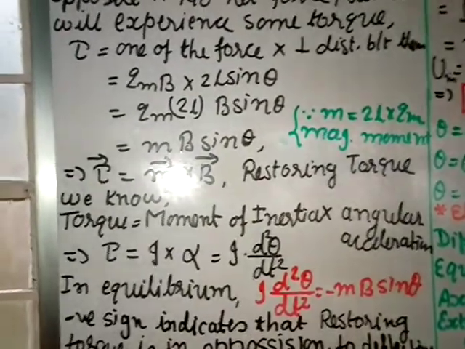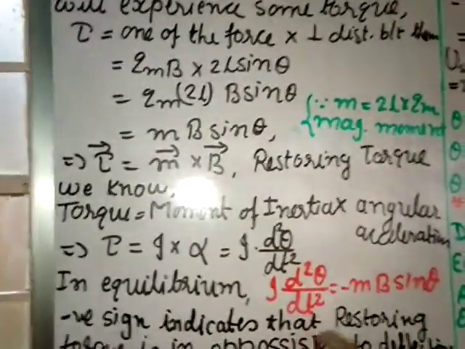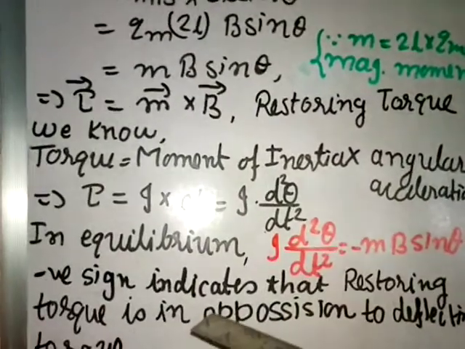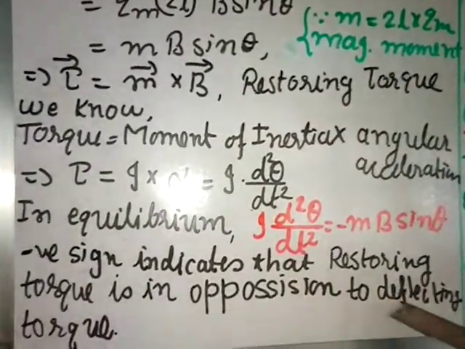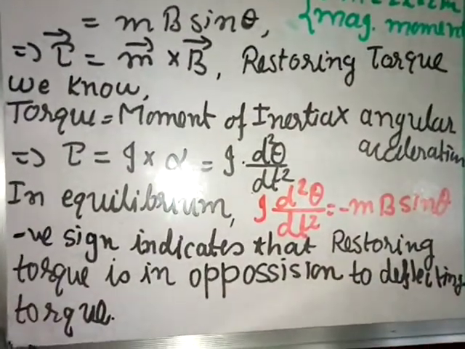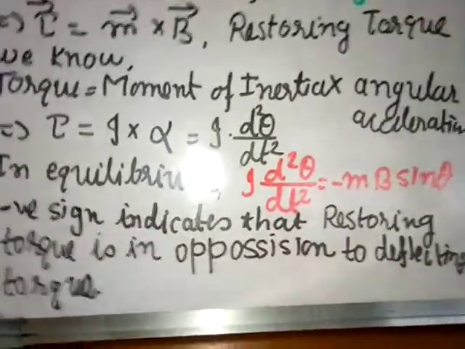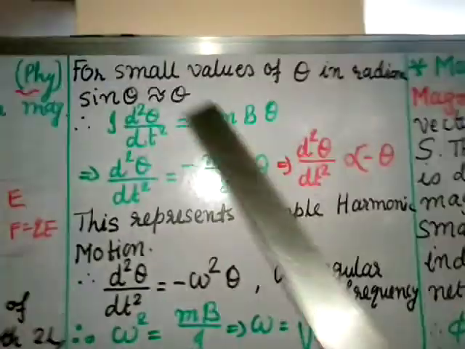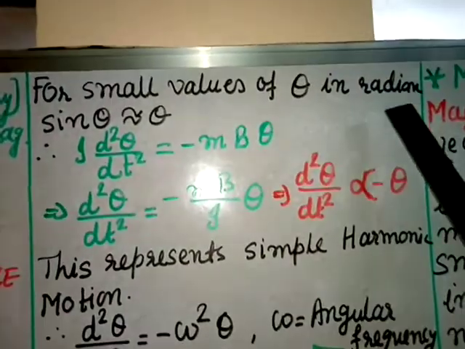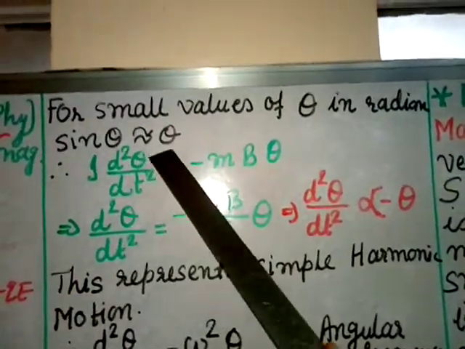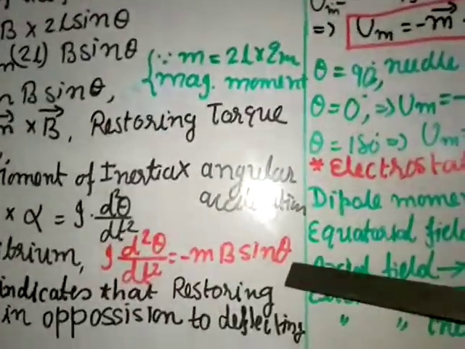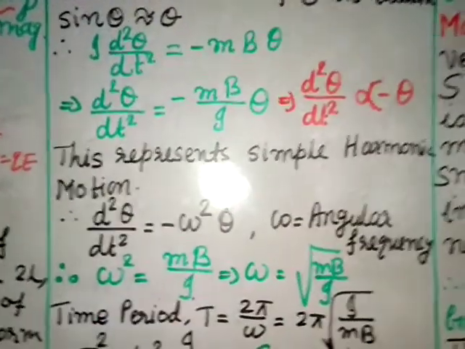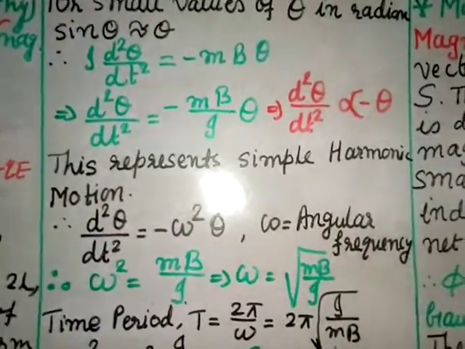Okay, this negative sign indicates that restoring torque is opposite to deflecting torque. So one is deflecting and one will be restoring. The negative sign shows that they are in opposite directions. For a small value of theta in radians, sin theta is approximately taken as theta. So we take sin theta as theta, for small angular displacement.